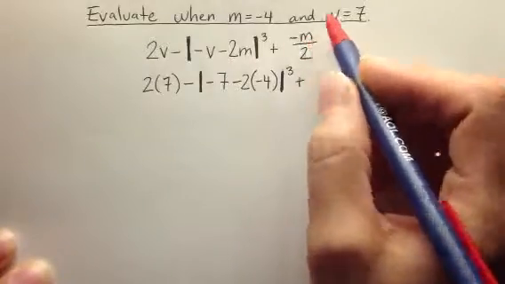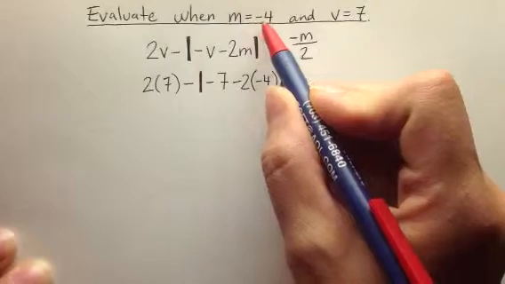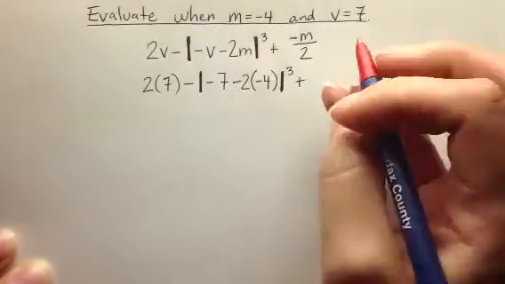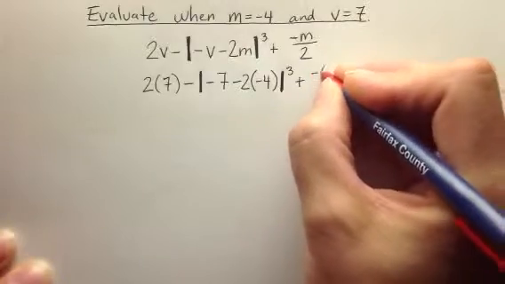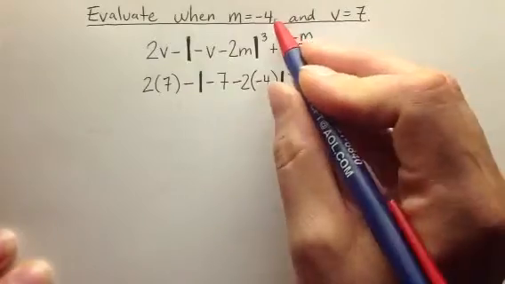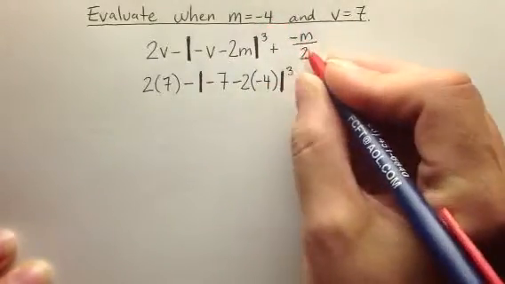Okay, and then this part's really tricky right here. This is the opposite of m. Well, m is negative. So the opposite of a negative will become positive. Just to write it out by hand so you can see what I mean, it's the opposite of m, and m is negative, all over 2.